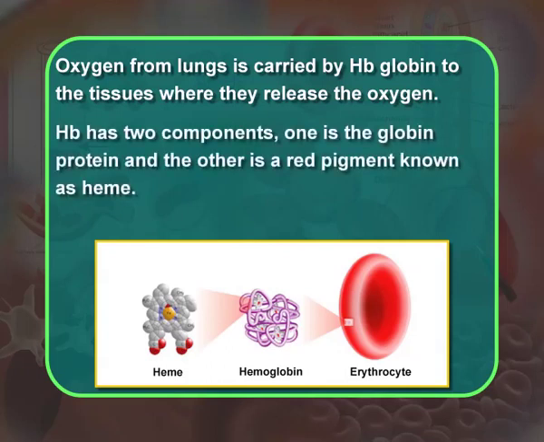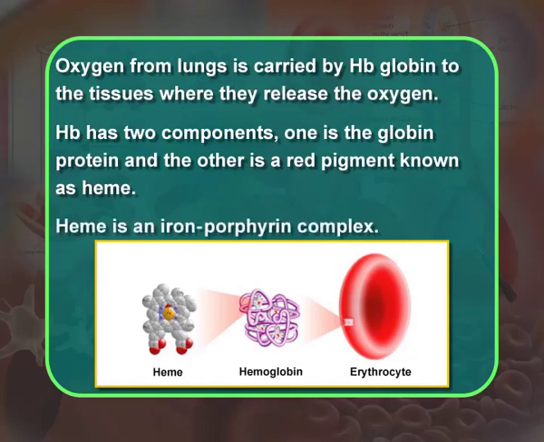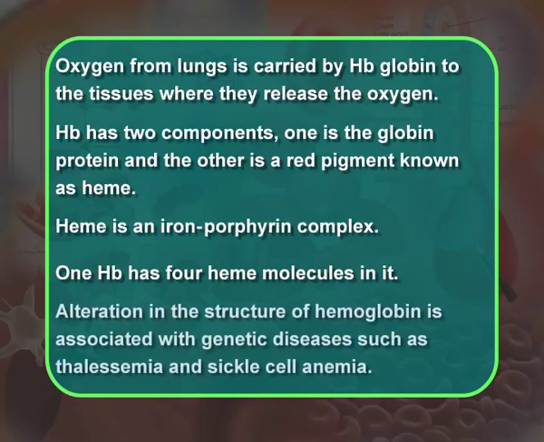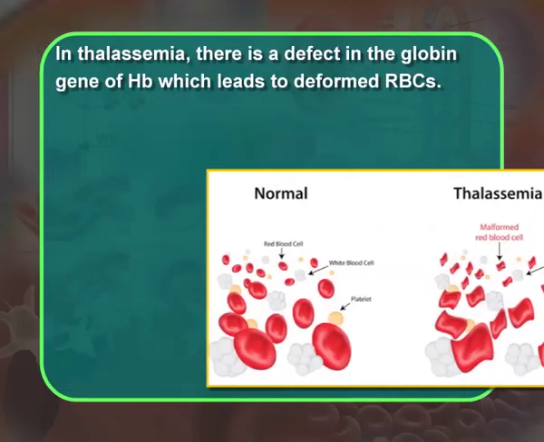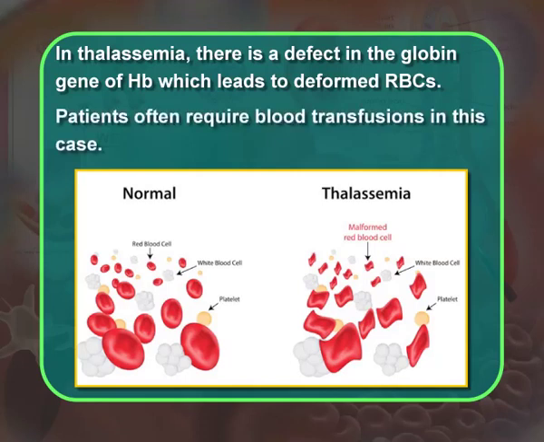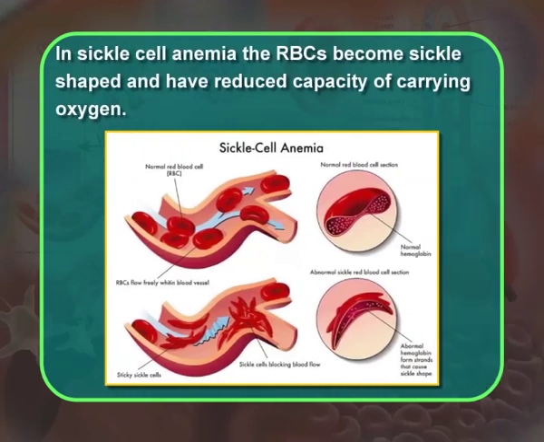Now, hemoglobin has two components. One is the globin protein and the other is a red pigment known as heme. Heme is an iron porphyrin complex and one hemoglobin molecule has 4 hemes in it. Alteration in the structure of hemoglobin is associated with genetic diseases such as thalassemia and sickle cell anemia. In thalassemia, there is a defect in the globin gene of hemoglobin which leads to deformed RBCs. Patients often require blood transfusions in this case. However, in sickle cell anemia, the RBCs become sickle-shaped and have reduced capacity of carrying oxygen.